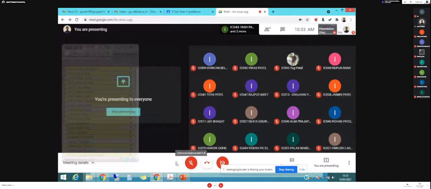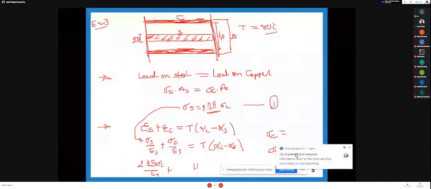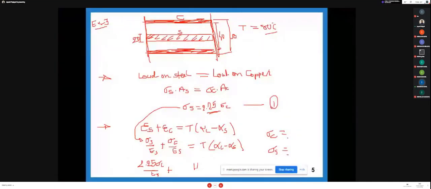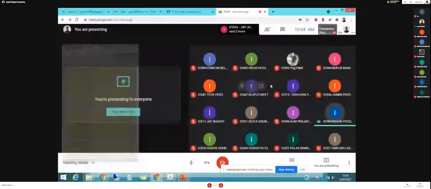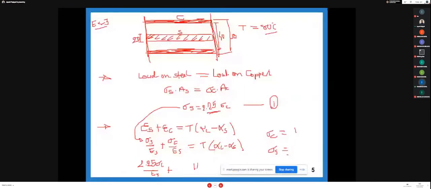Hello. What is the sigma value? Sigma S 16 and Sigma C 4. Sigma Sigma 4. S. You are getting this ratio 2.25? Sigma C is equal to 4 Sigma S.